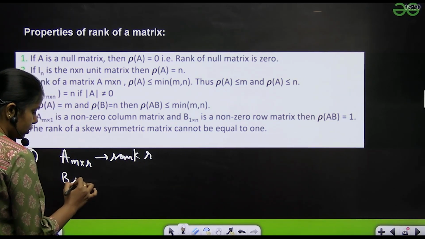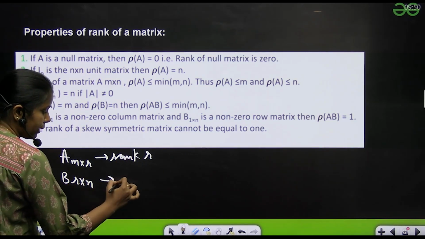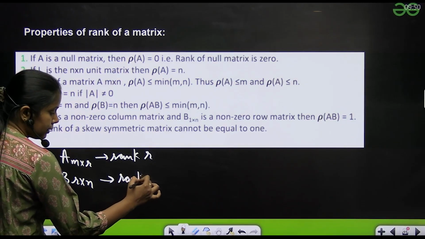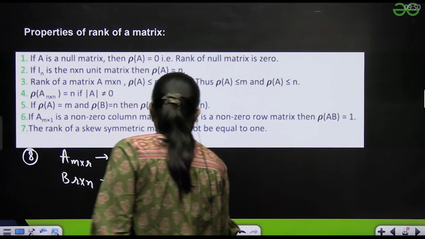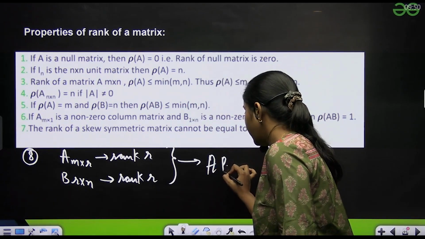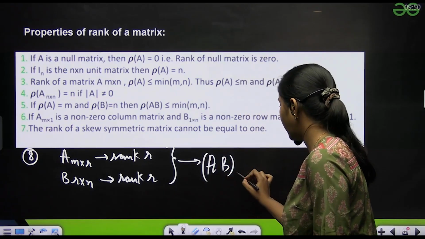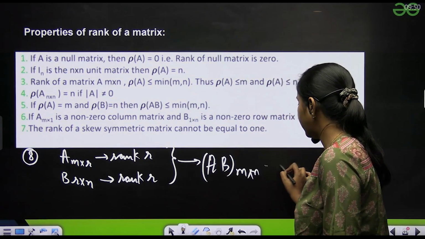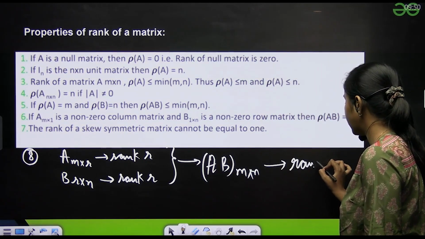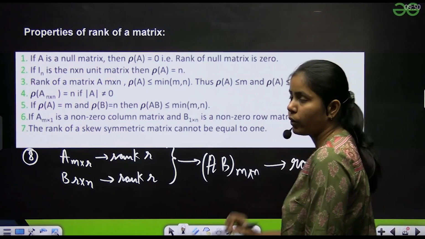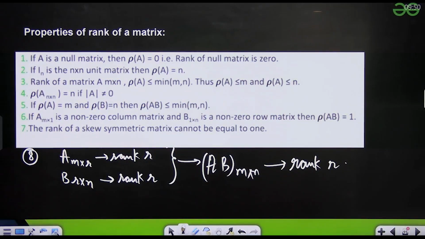B is a matrix of r cross n, and B matrix also has rank r. Then AB matrix has order m cross n, but it would also have rank r.